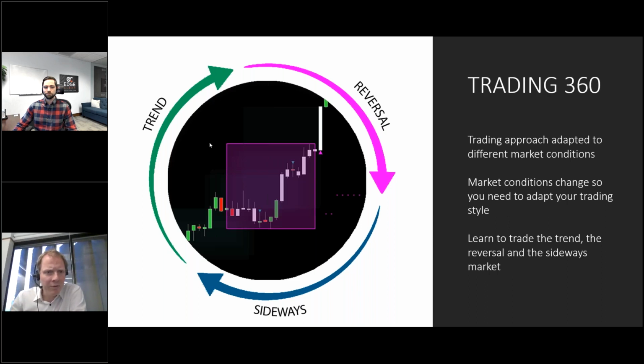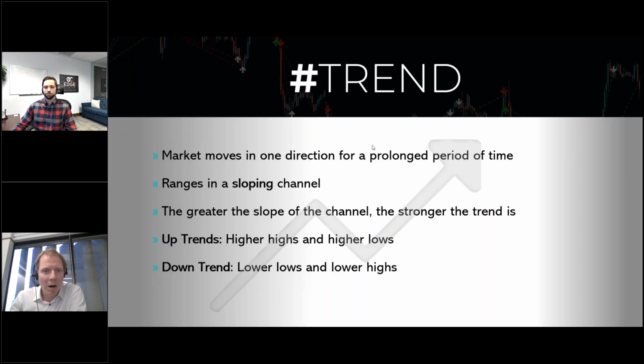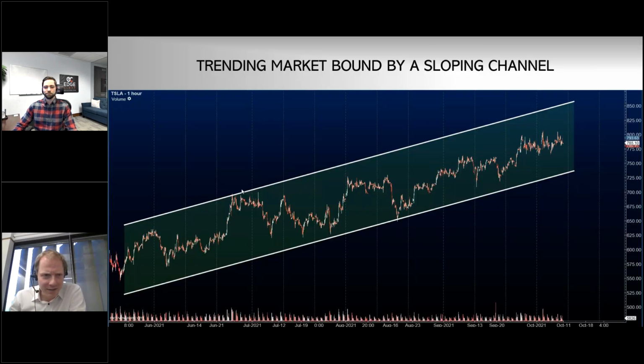Now, let's quickly review what are the three main market conditions. Of course, everyone has heard about a trending market. A trending market is where price moves into one direction for a prolonged period of time. It's typically range bound, but in a sloping channel. As you can see here as an example, a clearly established uptrend, and we have a sloping channel, a range bounding price action. The steeper the slope, the stronger the trend is.